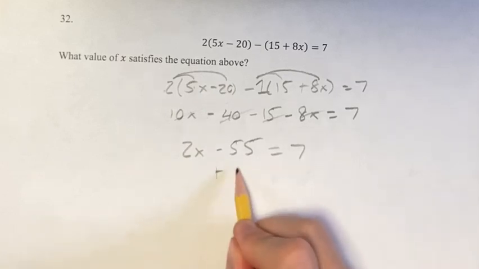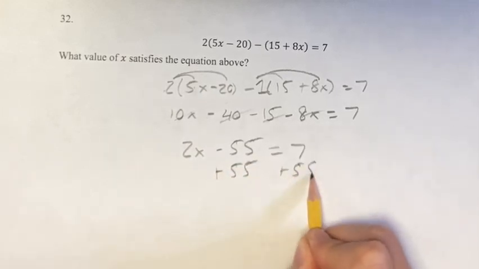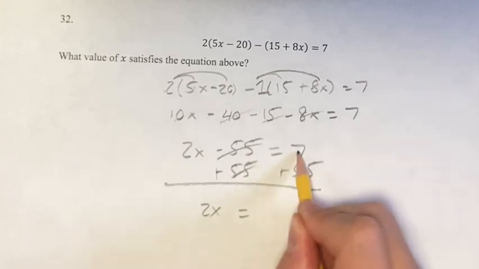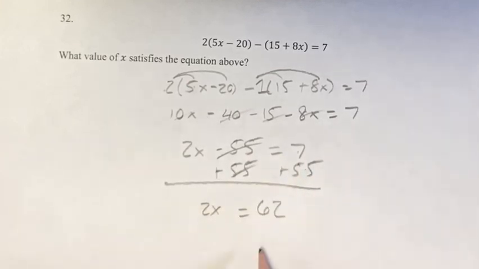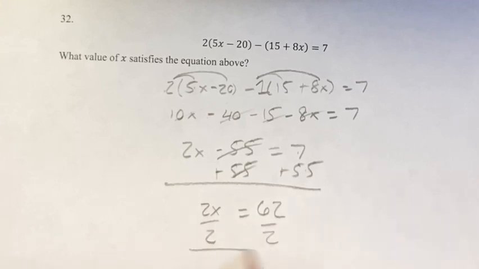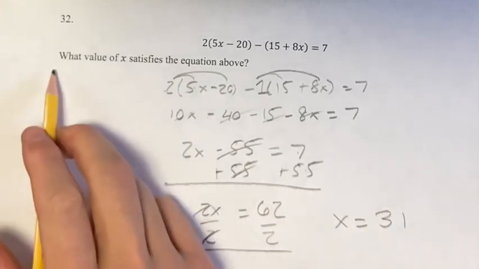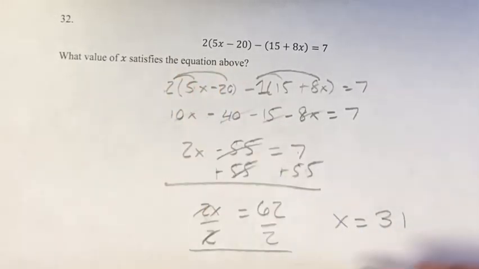Now we want to get x alone, so we add 55 to both sides. These cancel out, and you get 2x is equal to 7 plus 55, which is 62. Getting x alone by dividing both sides by 2, we get x is equal to 62 divided by 2, which is 31. Which value of x satisfies the equation above? 31 is going to be your final answer.